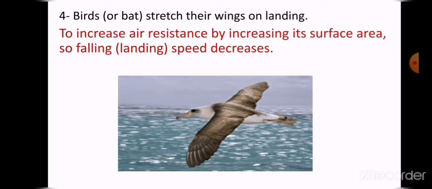Okay? Number four, the birds or bats. Birds or bats stretch their wings on landing. Why? To increase the air resistance by increasing its surface area. To increase the surface area, so increase the air resistance, so falling or landing speed decreases, so they land safely.